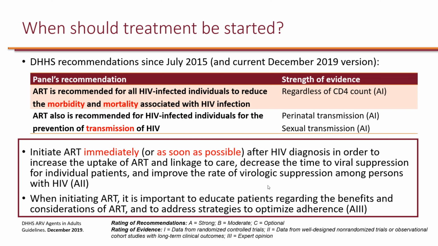Now, when it comes to ART, it is very important to educate patients about the benefits and considerations of ART and to address strategies to optimize adherence. So we will talk about adherence shortly, but adherence is very important. So if there is concern about patients being adherent to ART, then instead of starting ART immediately, it may be more reasonable to delay it a little bit, but do it as soon as possible. So as soon as the patient has access to care and the patient is ready to adhere to ART.